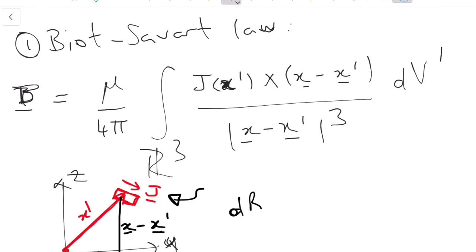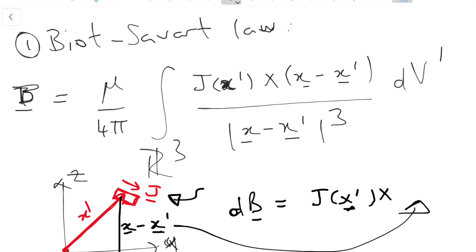So dB would be given by j at x prime crossed with this vector, and then you divide by the magnitude of the vector to the cube, which I drew here. So I'm not going to write the whole formula again, but if you do the integral, you get this. And the Biot-Savart law turns out to be way more useful than just in magnetostatics. In particular, it's very useful to calculate the velocity field from, say, a tornado.